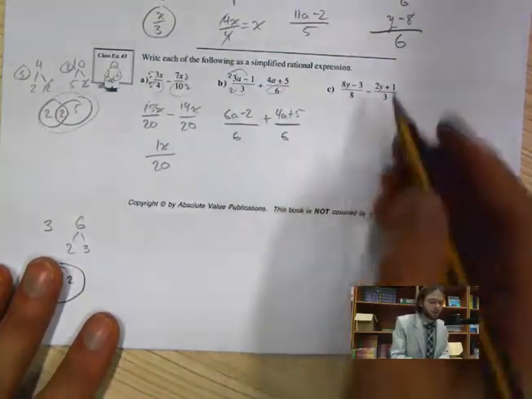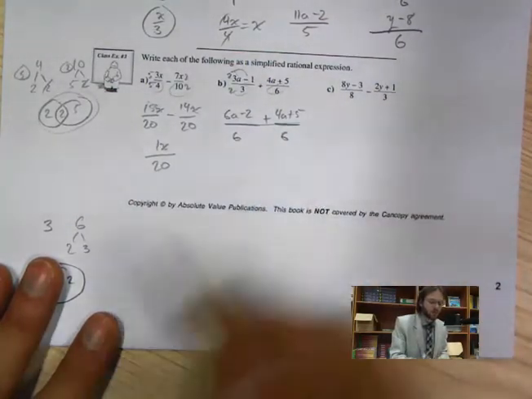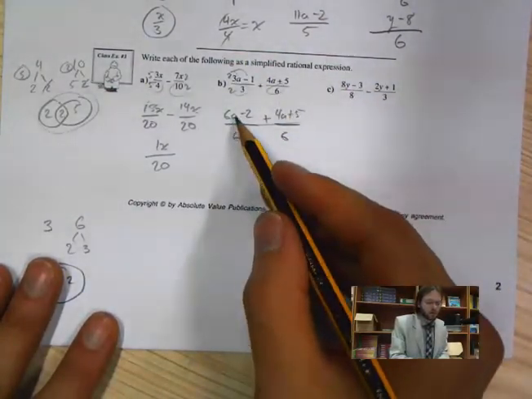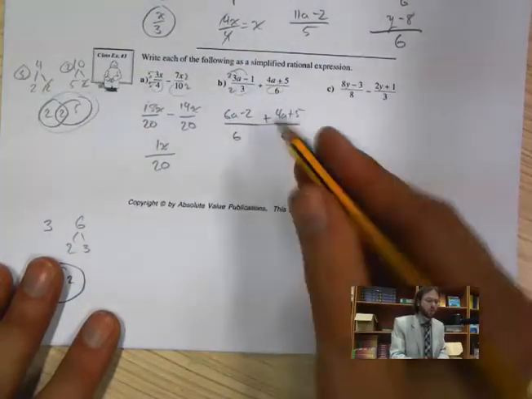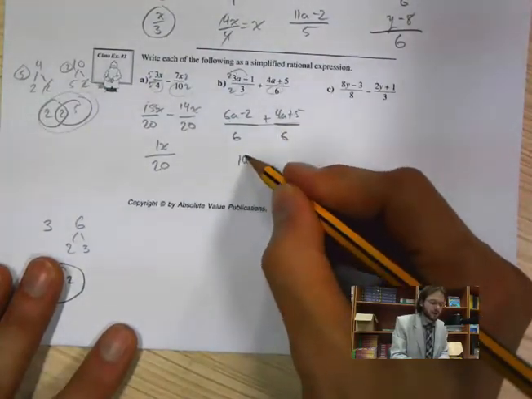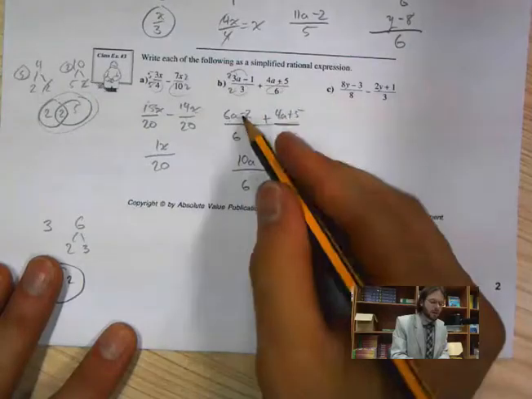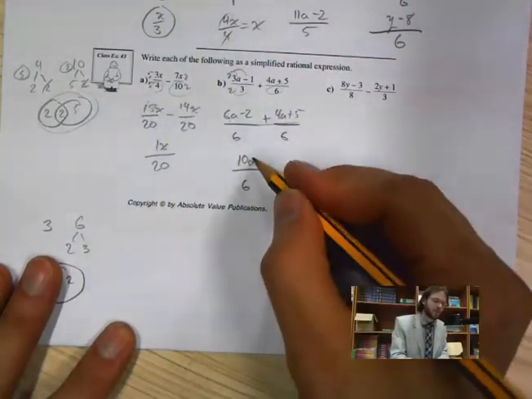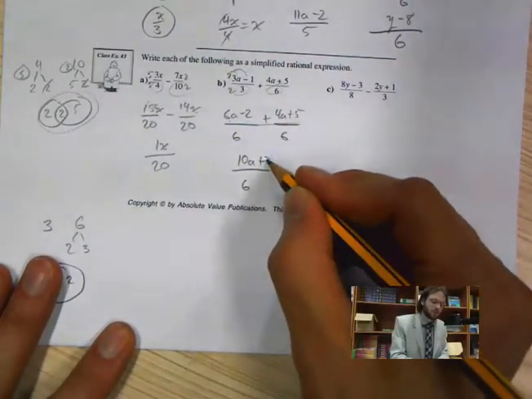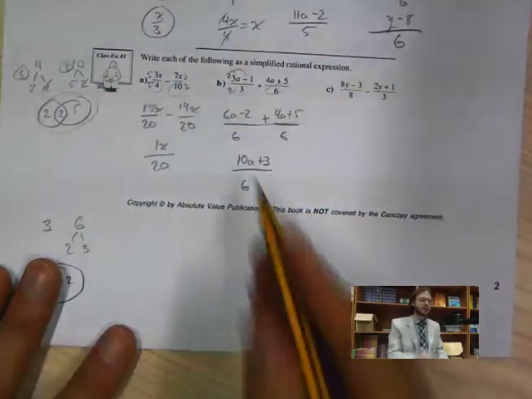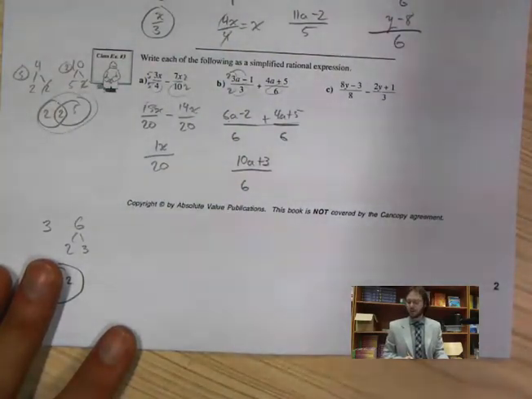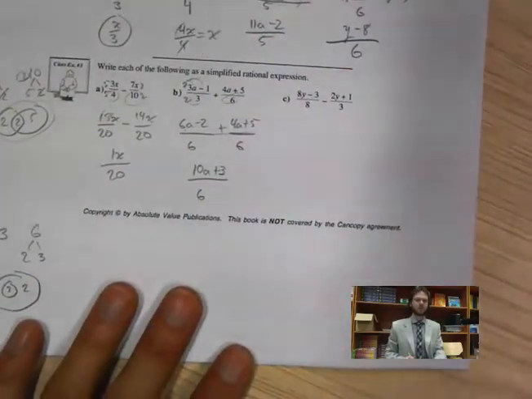Now I want to combine these. Okay, we could just go like that. So I end up getting, what is 6a plus 4a? That's the same thing as 10a. And negative 2 plus 5 is going to be positive 3. And I can't simplify that anymore. I just leave it like that. Okay? Let's take a look at the next one.